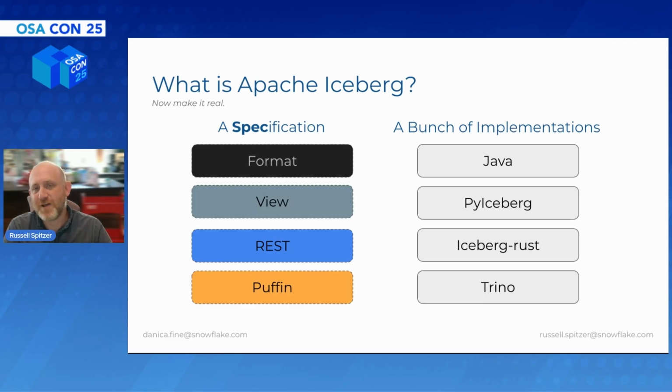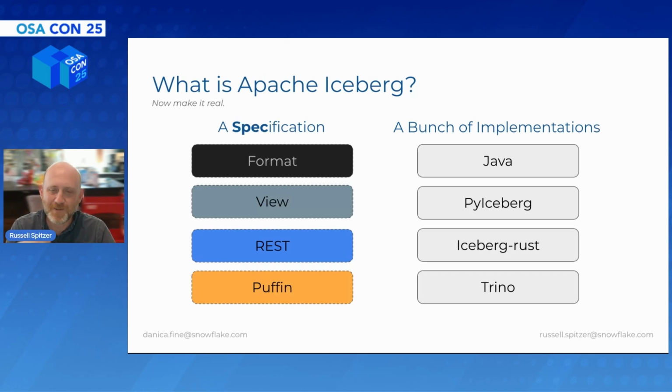But the Apache project also has a bunch of implementations itself. So we actually have a Java implementation, like I mentioned before. This is basically considered the reference implementation. We also have a Python implementation, a Rust implementation, a C++ implementation. And then not only that, though, we have a bunch of third parties who have come into the Apache Iceberg universe and have made their own implementation.